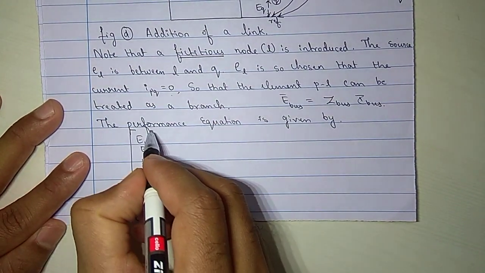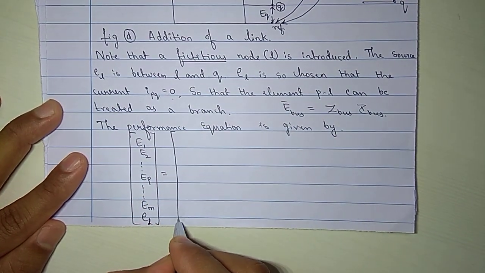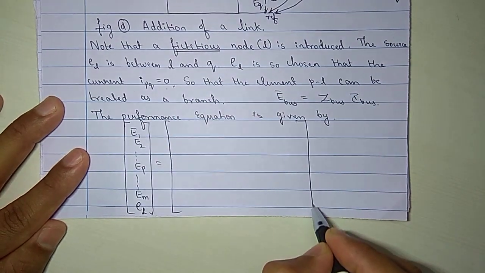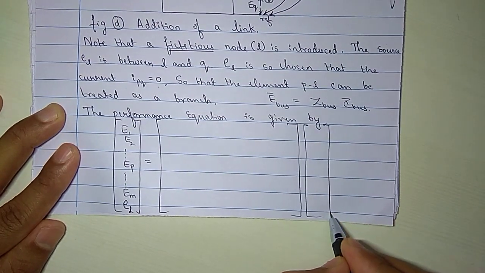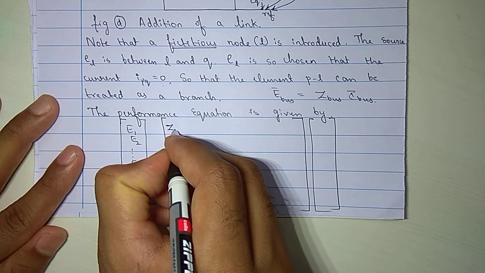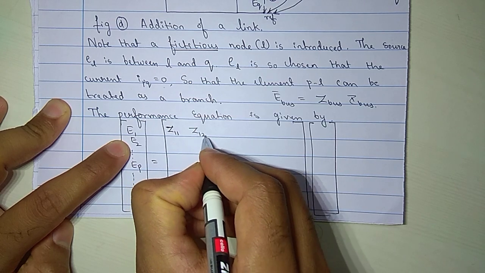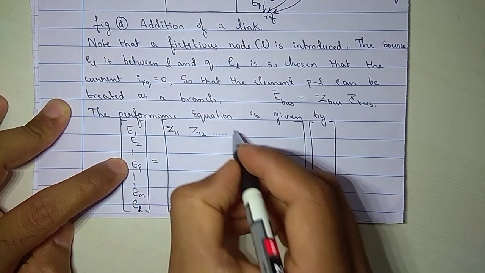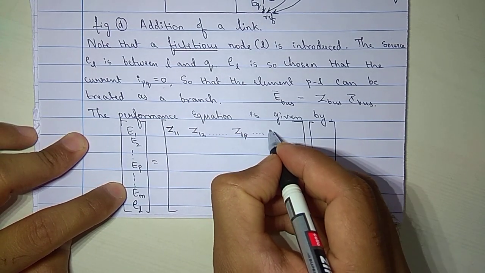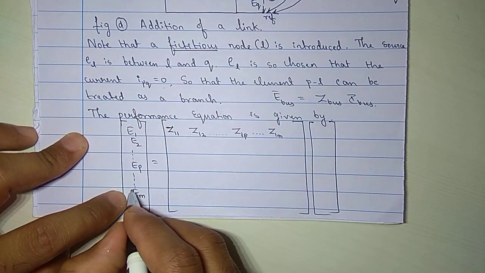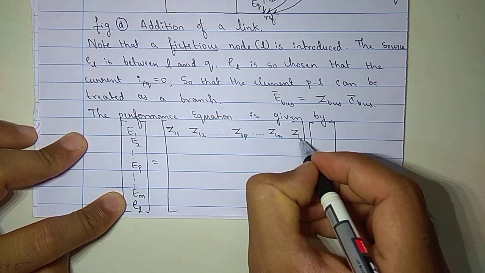So understand this matrix carefully. This is E bus. Now I'll write the Z bus matrix. Also I'll write the I bus matrix. Now look here, this is Z11 for E1, for E2 it is Z12, the same way. EP means it is Z1P, first row, pth element, up to Z1M, and for this particular voltage EL, it is Z1L.